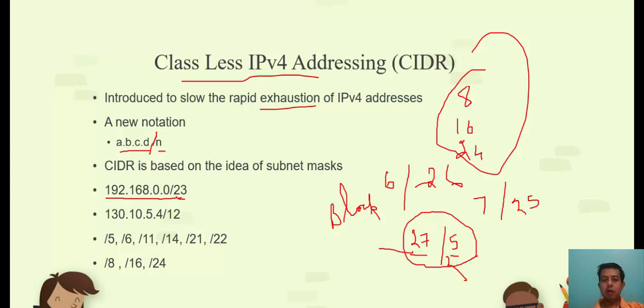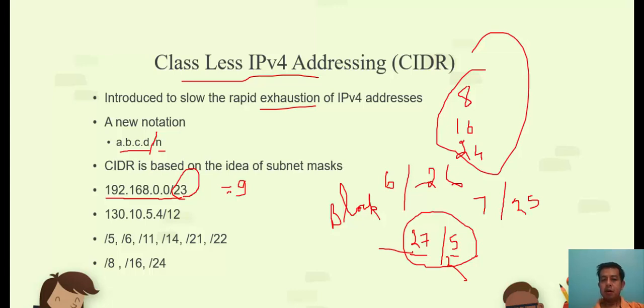192.168.0.0/23, this means 23 bits are used for the network part. So how many bits are remaining? 32 minus 23, 9 bits. 9 bits are there for the host part. Clear? Out of 32 bits, 23 bits are used for the network part, so 9 bits are used for the host part.